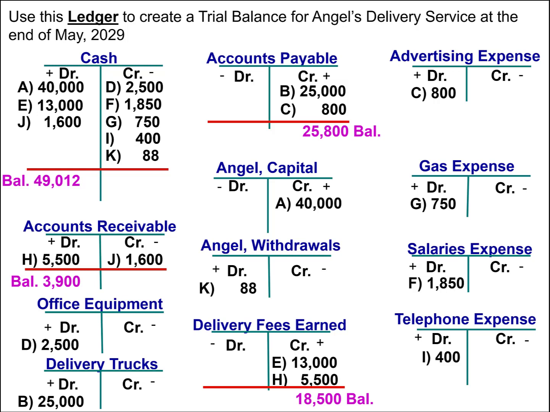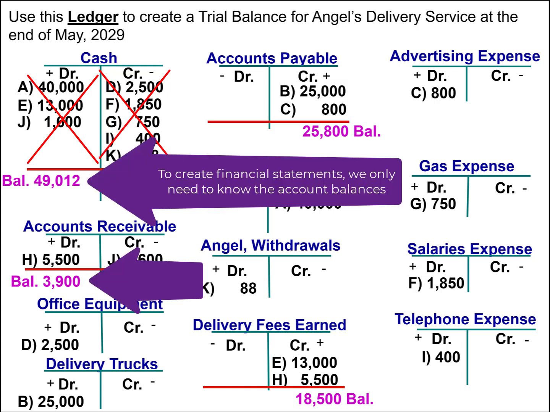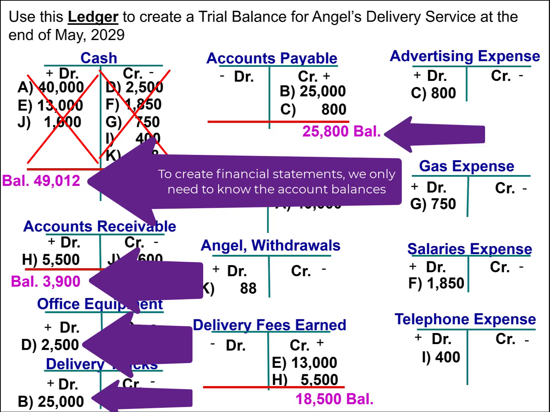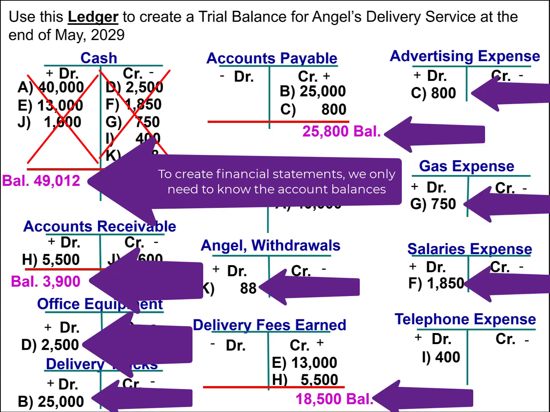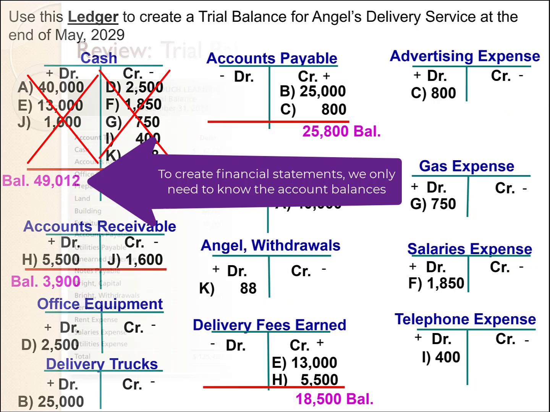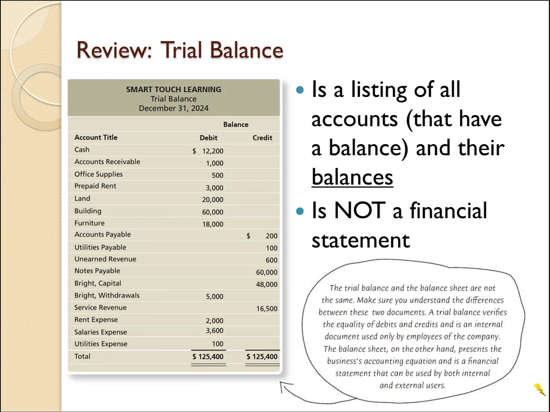But the ledger contains a lot of detail, like the increases in cash and decreases in cash. We don't need to know all that stuff. We just need to know the balances. So what do accountants use to summarize the balances of all accounts? It's the trial balance. So we've already had these slides before, but let's review them really quick.